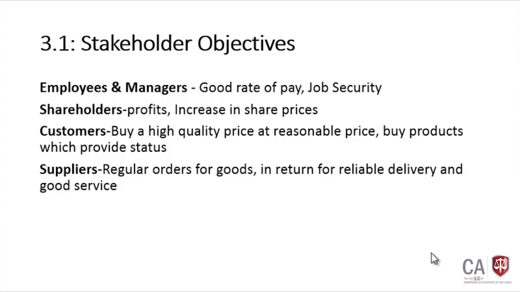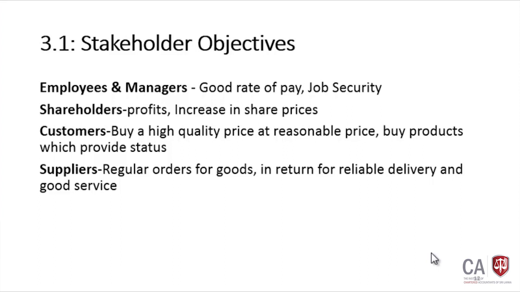Then shareholders. So, what are the objectives of shareholders? So, the number one objective of them is profit. They need a reasonable return on their investment. That is the number one objective. Then another one is an increase in share prices. So, this is relevant to the listed company. So, they would like to see an increase in share prices to get capital benefits.